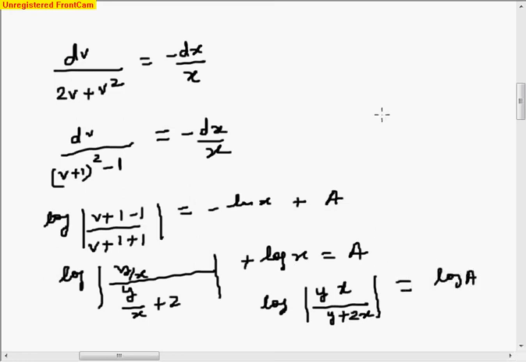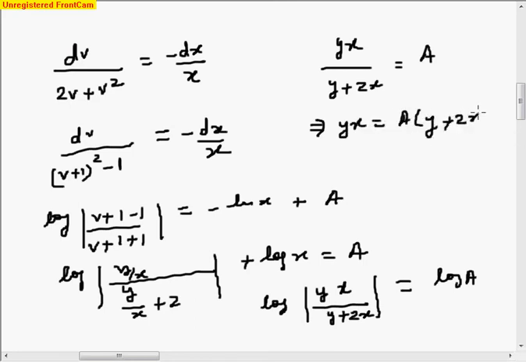So I can write it like yx upon y plus 2x is equal to a. It implies yx is equal to a(y plus 2x). This is the required solution of this homogeneous equation.